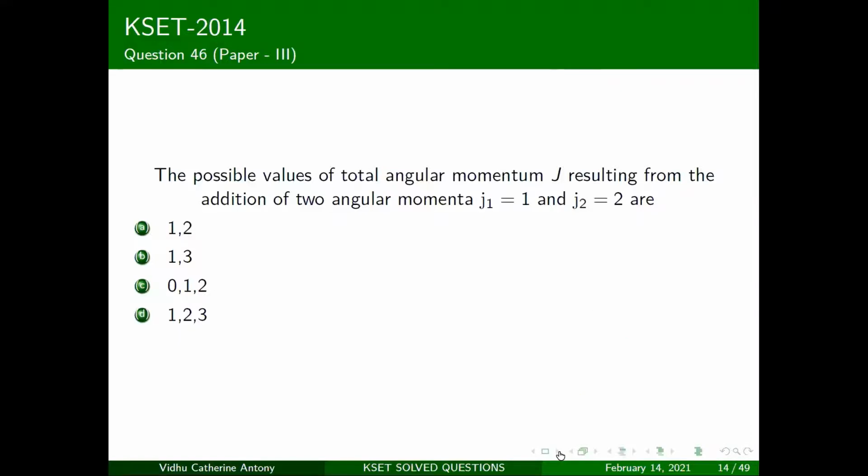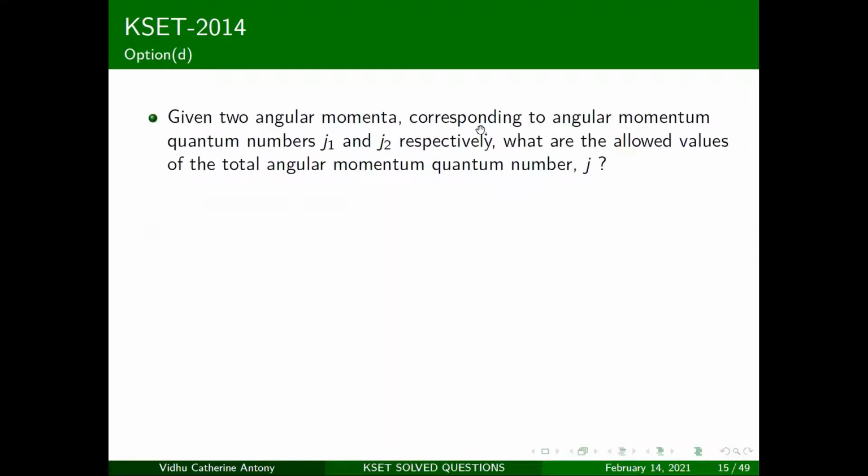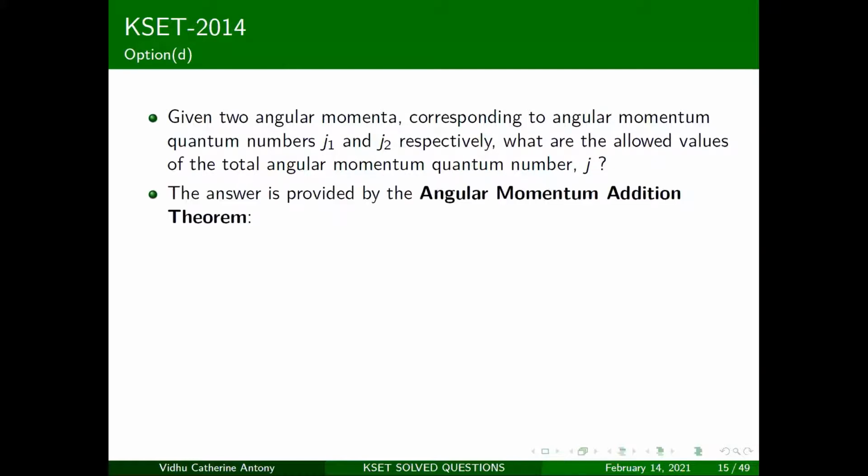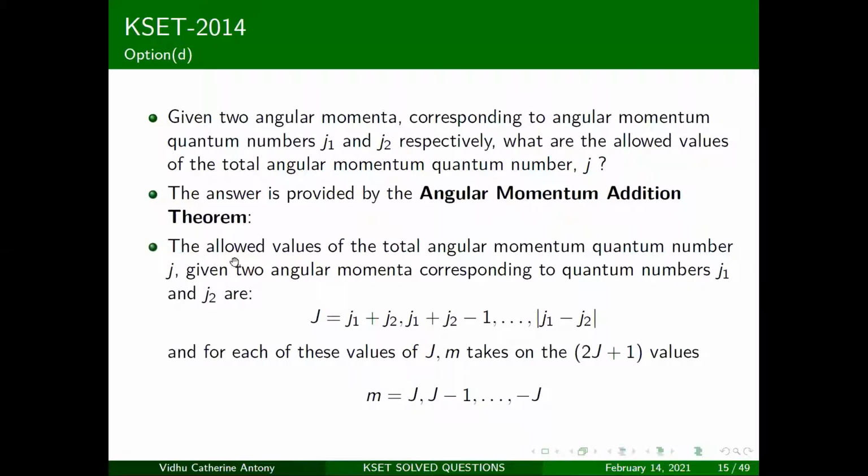So just to go through the details once more. Given two angular momenta corresponding to the angular momentum quantum numbers J1 and J2 respectively, what are the allowed values of the total angular momentum quantum number J? The answer is provided by this theorem called the angular momentum addition theorem, which I just told you about. The allowed values of the total angular momentum quantum number J, this should have been capital J, given two angular momenta corresponding to the quantum numbers J1 and J2 are J1 plus J2, J1 plus J2 minus 1, and so on.